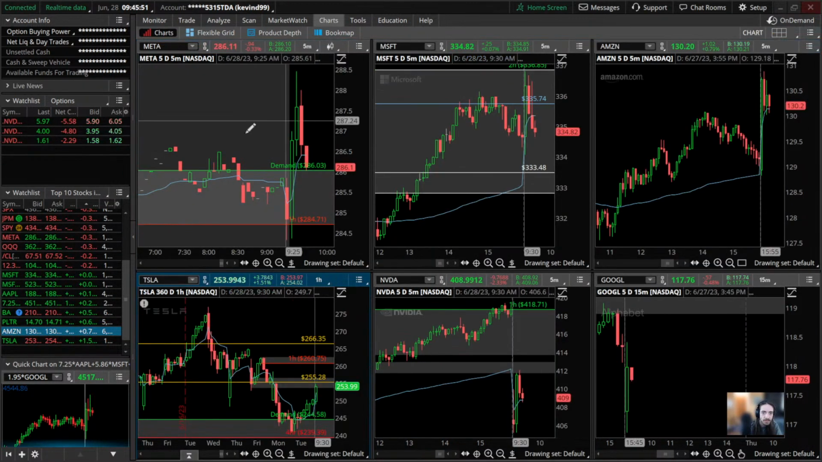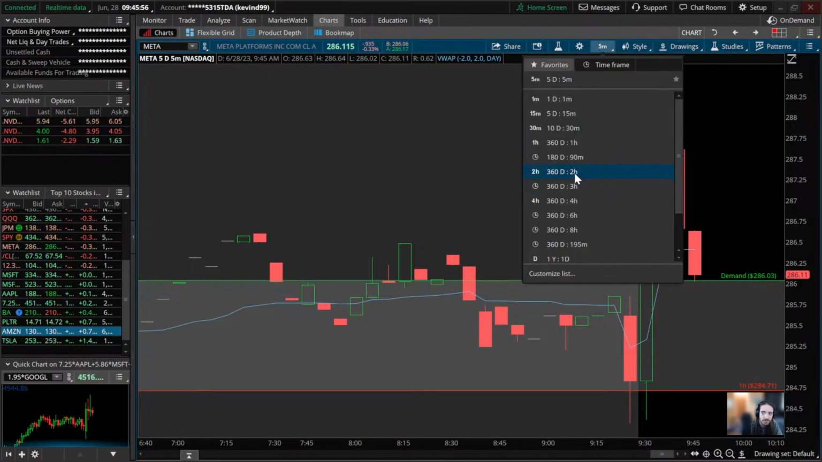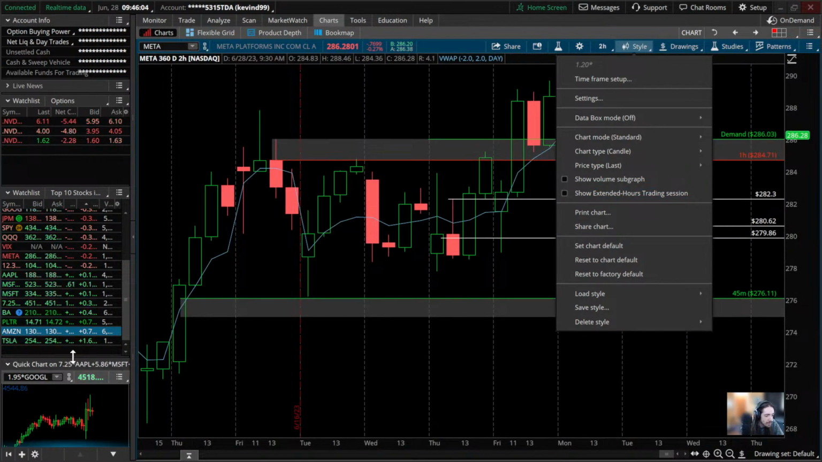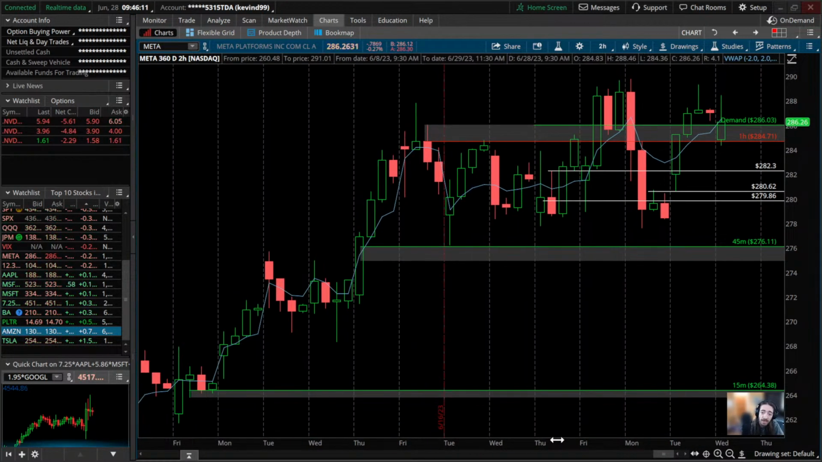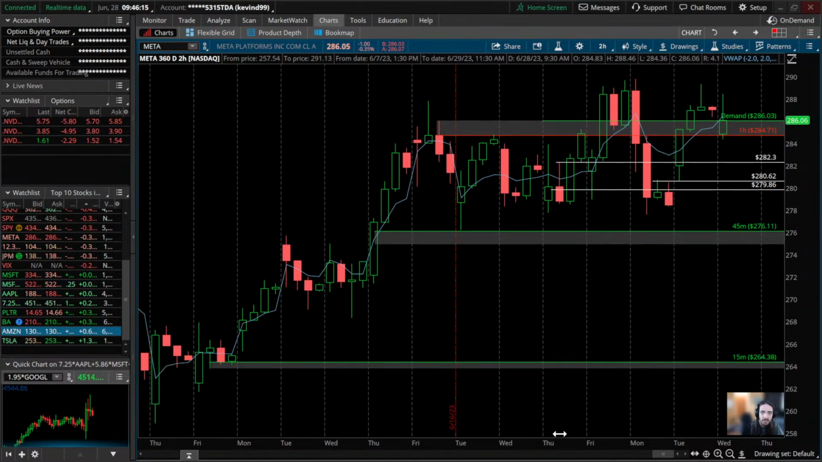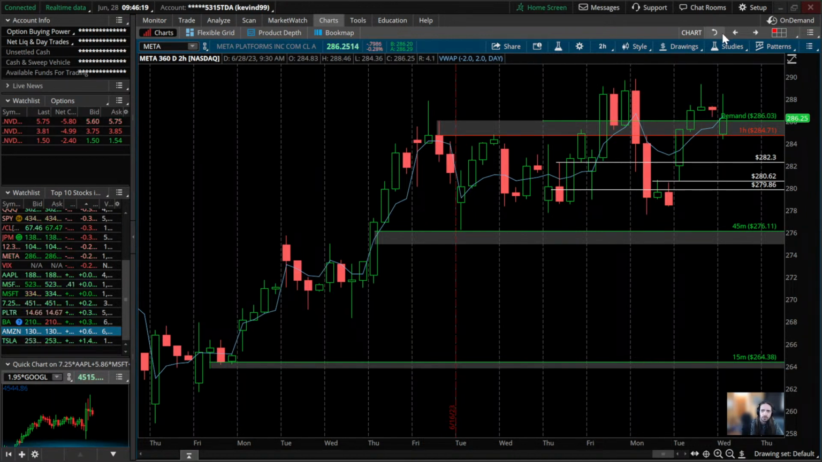Cool beans, cool beans. What else we got? Let's check out Meta. Gotta throw, remember, show extended hours trading session. You want that off when you're charting supply and demand on equities, because equities don't have real liquidity pre-market. They may have gaps, but that's not real liquidity. Gotta remember that. Alright, so Meta's sort of in a bit of a crappy range.